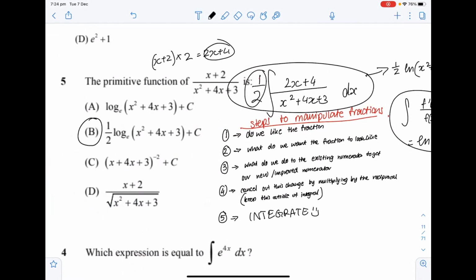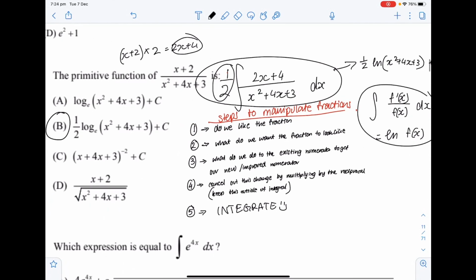Very well done. Have you written down your steps to manipulate fractions? Yeah? Okay, beautiful. Do you need to write them down or you think you just need practice? Practice, okay. How about you, Lisa? Do you want to write that down or do you think you've got it? I've got it, but I have a question.